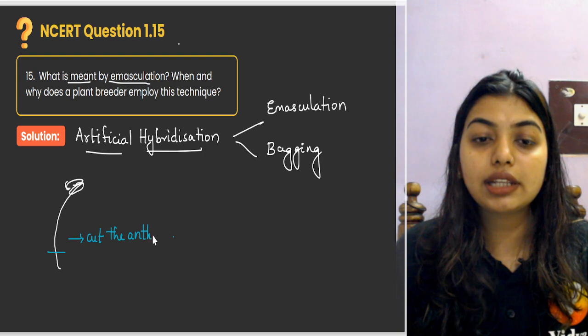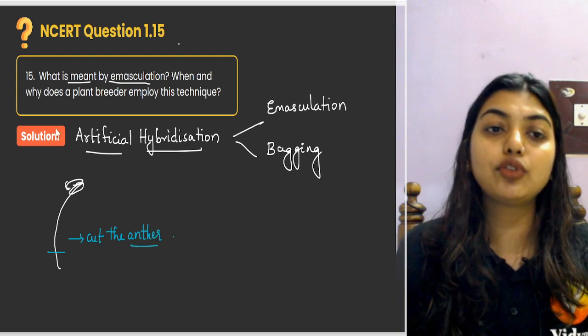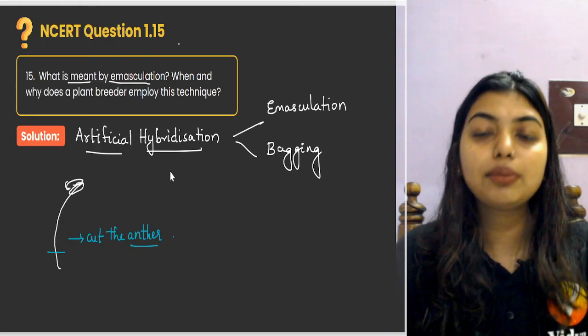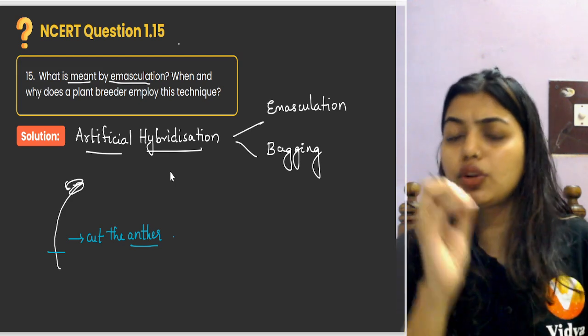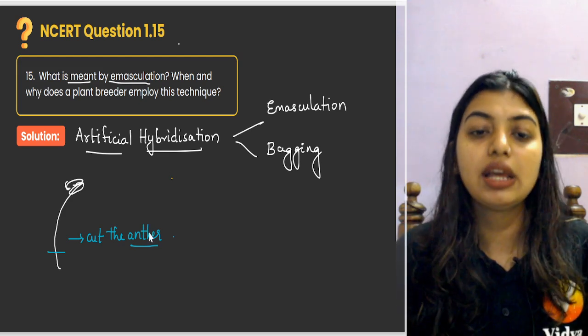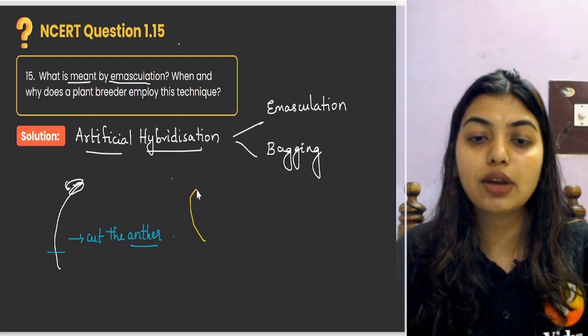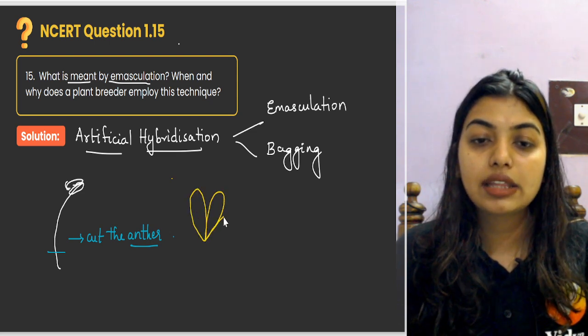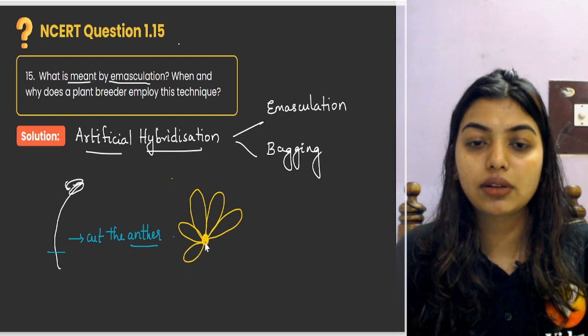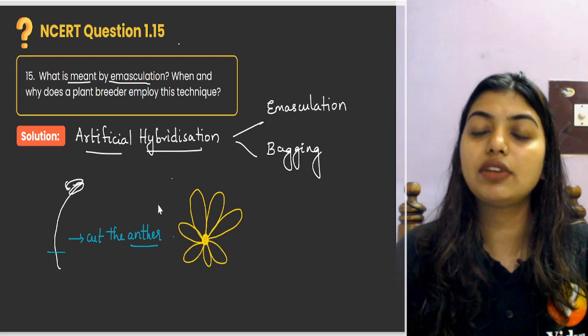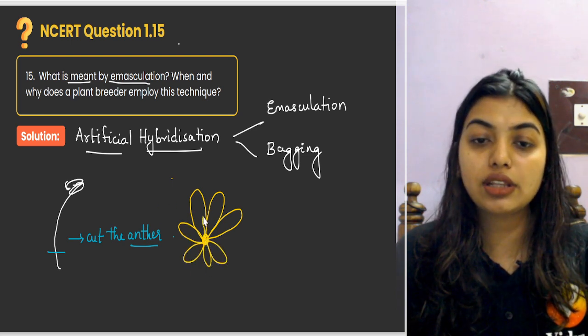After cutting the anther, the next step they have to follow is, see, they remove the anther because they do not want the pollen grains or self-pollination to happen, or they do not want the pollen grains to fall on the stigma. The next thing they are going to do is close the flower. Let's say this is the flower and the anther is removed. Now we have only the stigma.